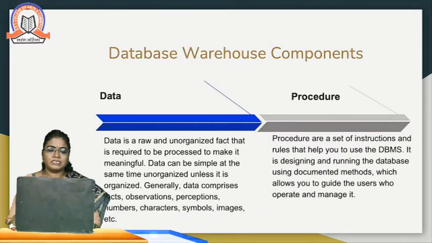Next component is data. Data is the raw and unorganized fact that is required to be processed to make it meaningful. When the data is collected, raw data means collecting primary data from a group of people. Data can be simple, and at the same time unorganized unless it is organized. Sometimes we will get the answer from the primary data in a very organized way according to the questionnaire. Sometimes it is not in a proper way. By that time we want to process the data to make a proper storage in the database.